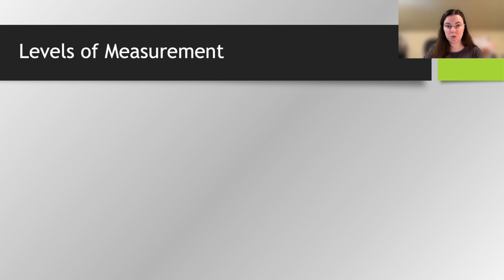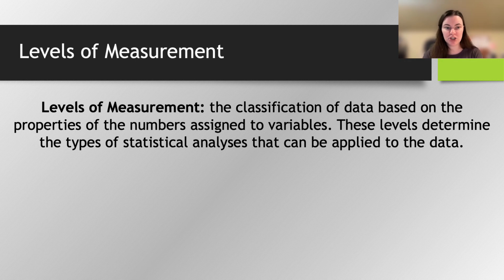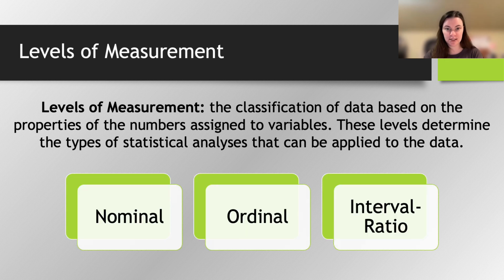Now that we've defined the difference between independent and dependent variables, it's also important for us to understand the various levels of measurement that we can utilize to measure our independent and dependent variables. Levels of measurement are the classification of data based on the properties of the numbers assigned to the variables. I know that may seem a little bit abstract, but the reason that we need to define a level of measurement is so that we can determine the types of statistical analyses that we can use to measure our data. There are three types that we will be discussing in this course. The first is nominal, the second is ordinal, and the third is interval ratio.